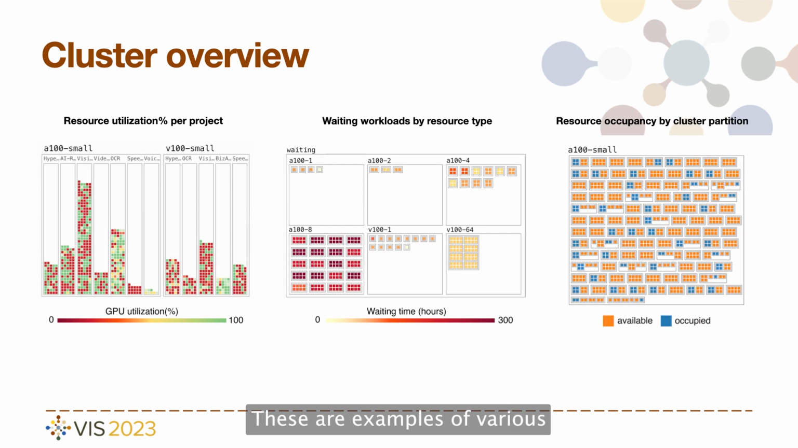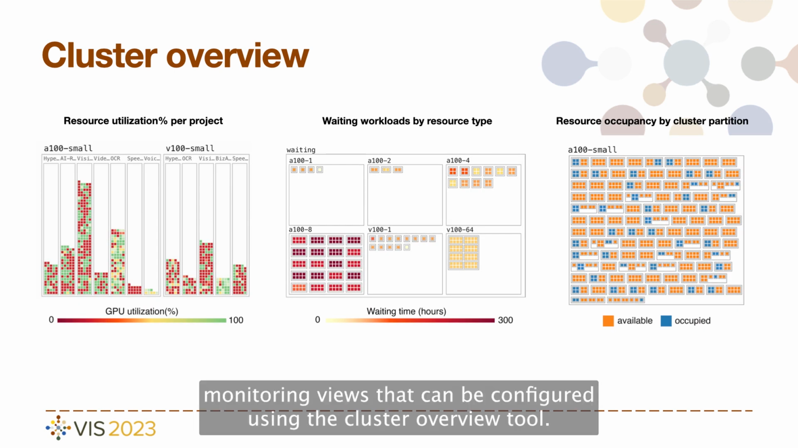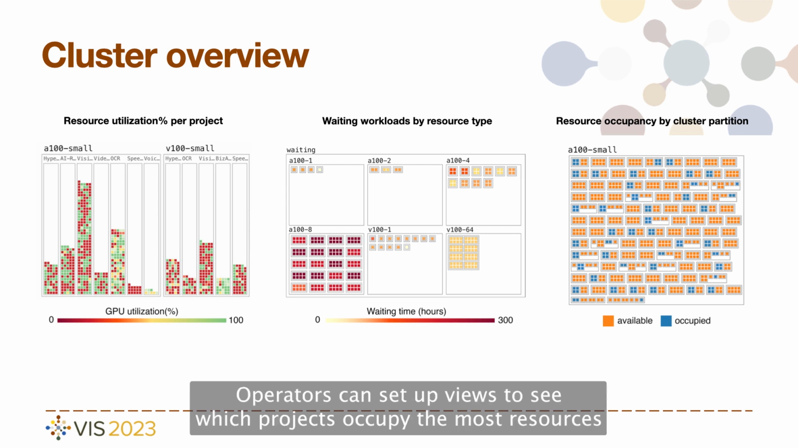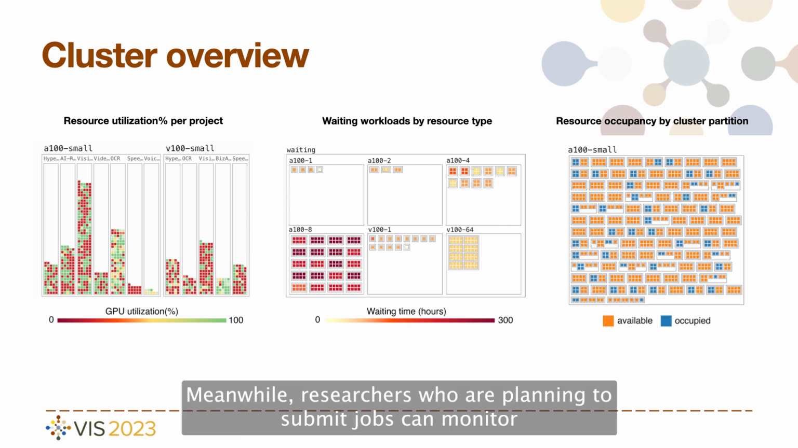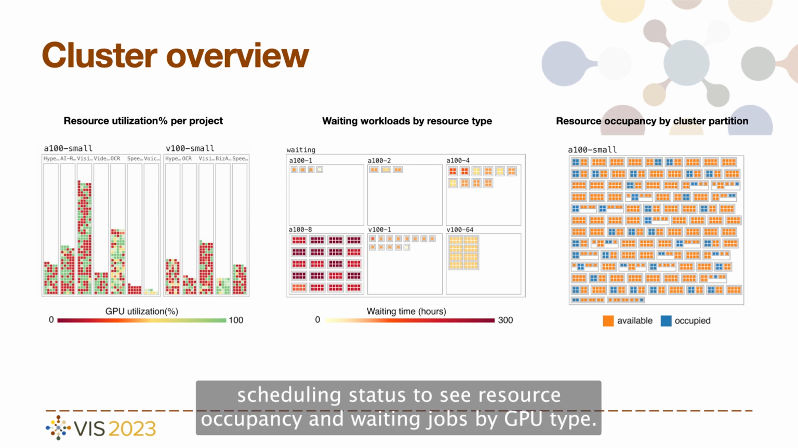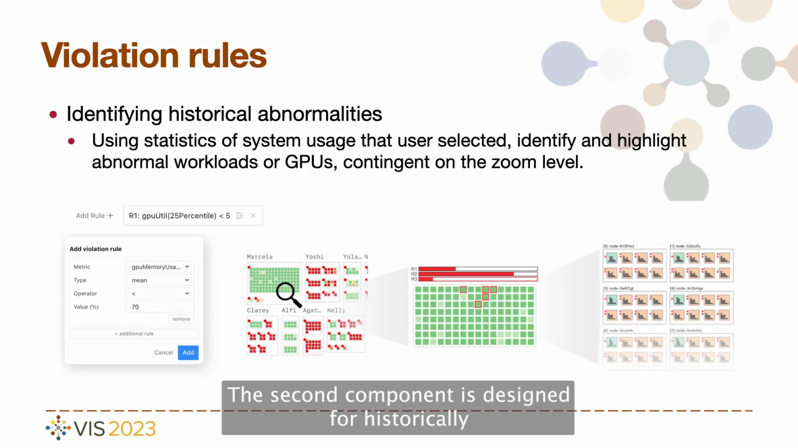These are examples of various monitoring views that can be configured using the cluster overview tool. Operators can set up views to see which projects occupy the most resources and their utilization percentage. Meanwhile, researchers who are planning to submit jobs can monitor scheduling status to see resource occupancy and waiting jobs by GPU type.